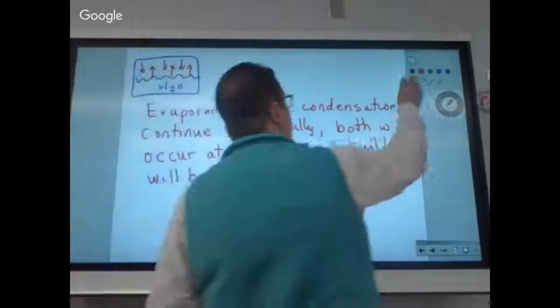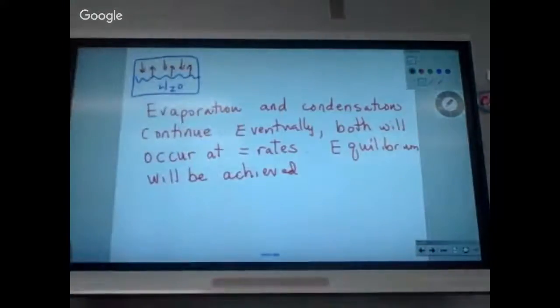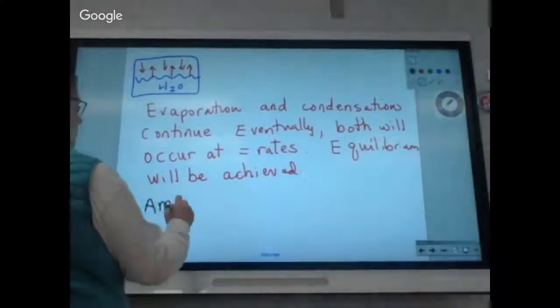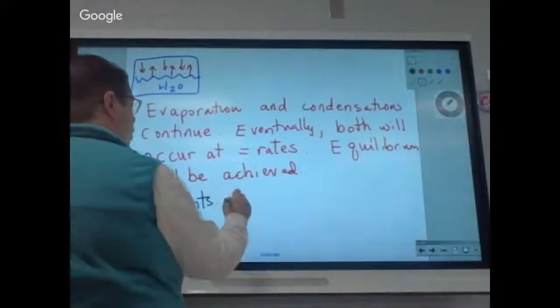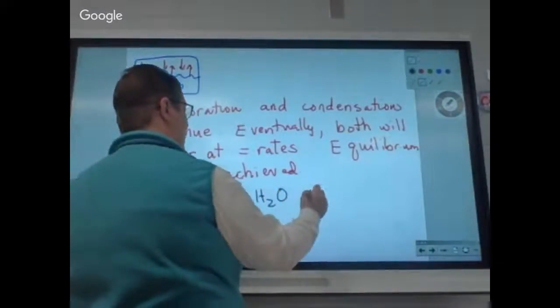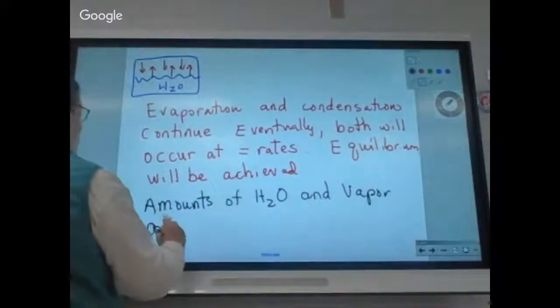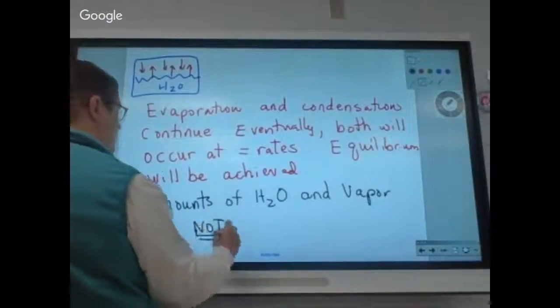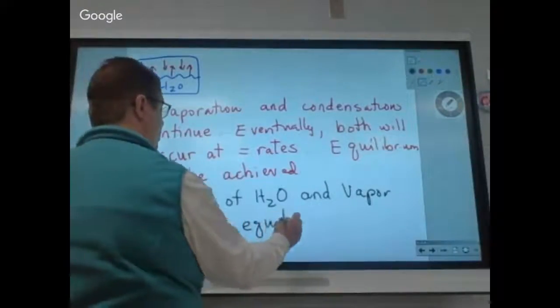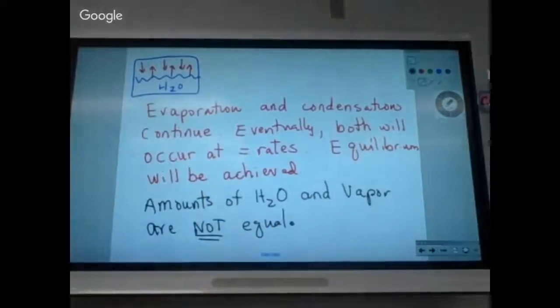Now, this is the misconception that people have. Did I say the amount of water and the amount of vapor are equal? No. Okay? The amounts of water and vapor are not equal. Okay, it's important to keep that straight. The rate at which they change into each other is equal.